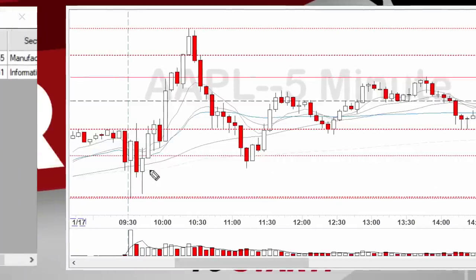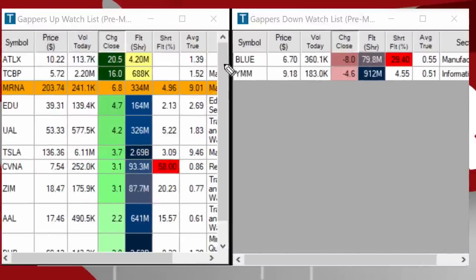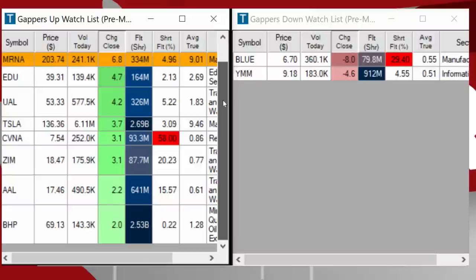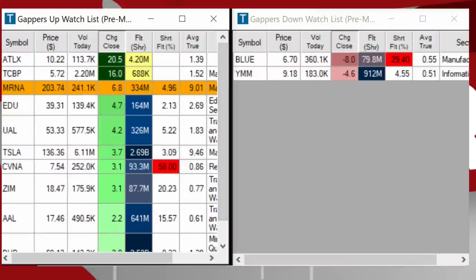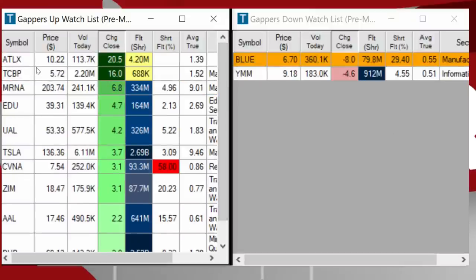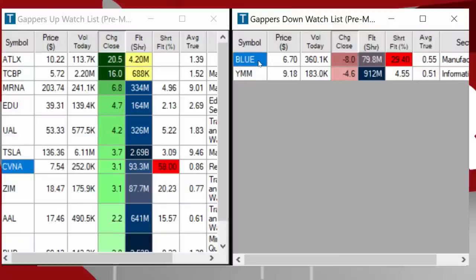So looking at our gappers list right now, we do have a couple of things in the green. Market, I believe, is slightly up, but I saw there were some movements recently. We'll look at that in a second, but slightly up this morning. A couple of names in here, some that we know we don't like, EDU, Carvana, those that trade very well, but we will dive into those. And then Blue and YMM. Okay, what is Blue? Is Blue Blue Apron? No, it's something else. We'll dive into these. Down quite a bit, 8%, 4%. We'll see what's happening there.